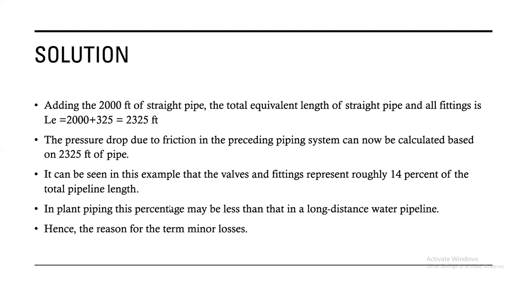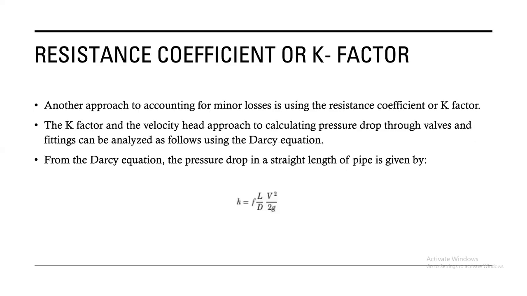In blunt piping, this percentage may be less than that in a long distance water pipeline. Hence the reason for the term minor losses. Resistance coefficient or K factor. This is the second method. Remember, we say you can use the equivalent length or the resistance coefficient, sometimes called the K factor. Another approach for accounting for minor losses is using the resistance coefficient or K factor.